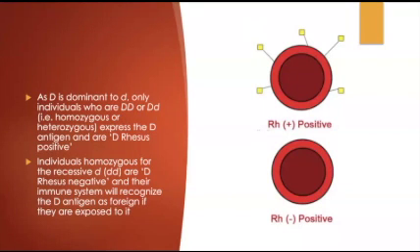As D is dominant to d, only individuals who are double D or big D and little d, meaning homozygote or heterozygote, express the D antigen and are D rhesus positive. Individual homozygotes for the recessive d are D rhesus negative, and their immune system will recognize the D antigen as foreign if they are exposed to it.